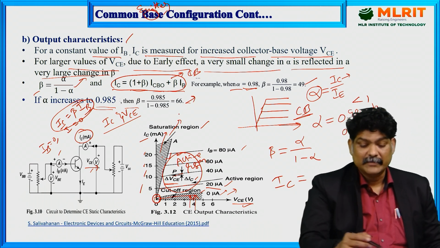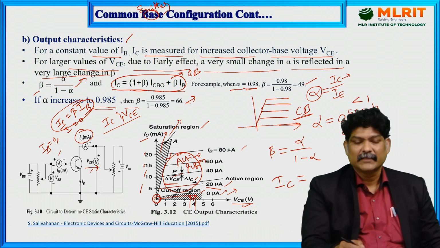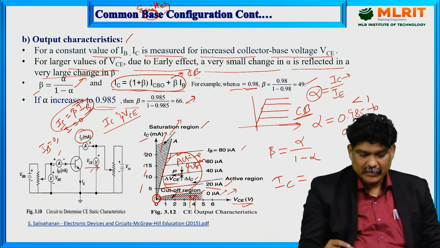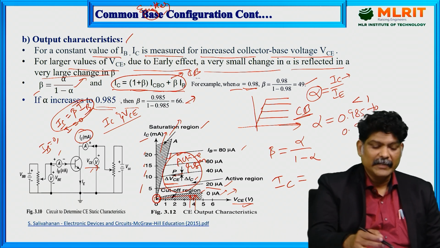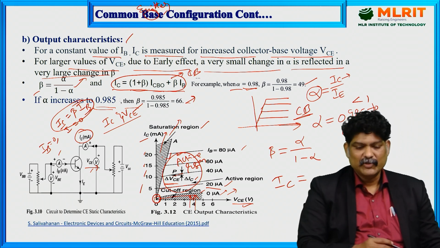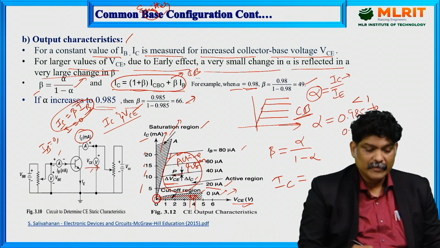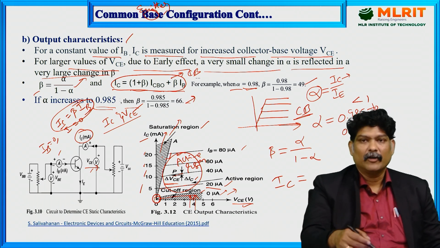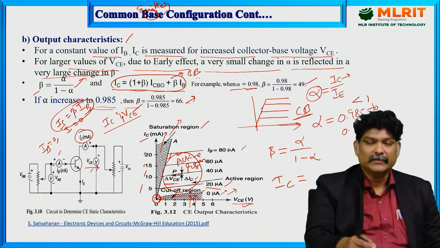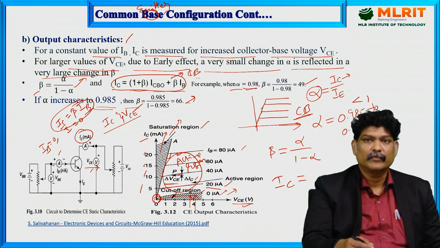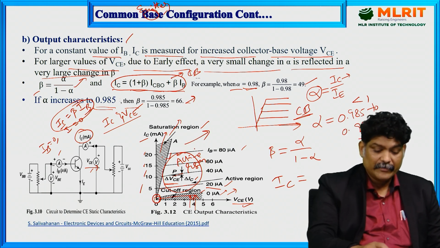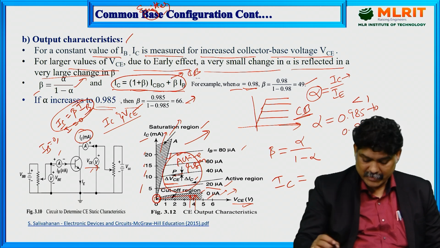What do you mean by this? If alpha increases slightly, there is a drastic increase in the beta value. This is the consequence of the output characteristics. The output characteristics of the CE configuration have three different regions: active region, saturation region, and cutoff region.